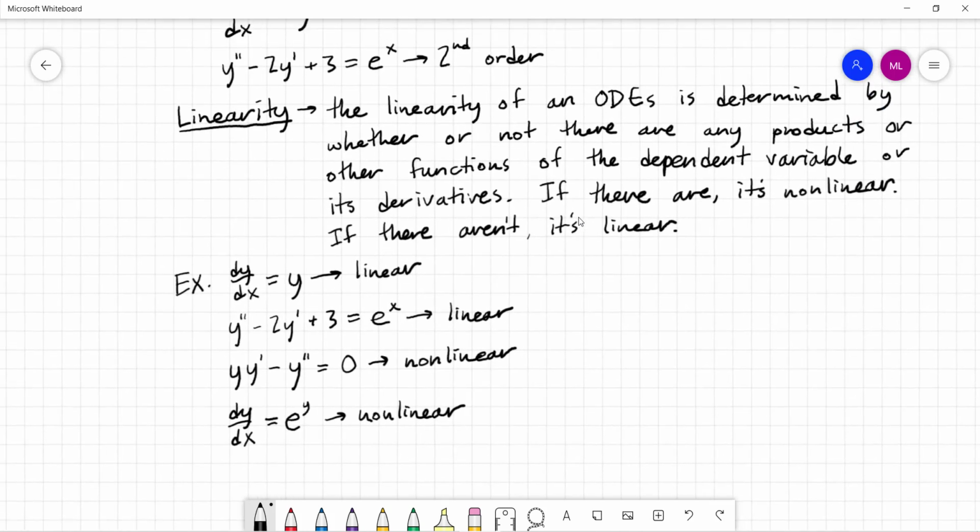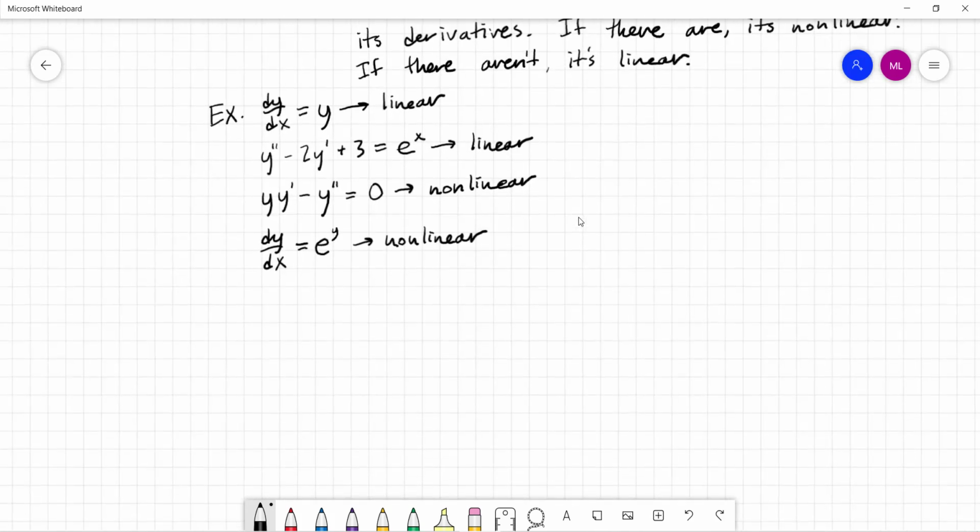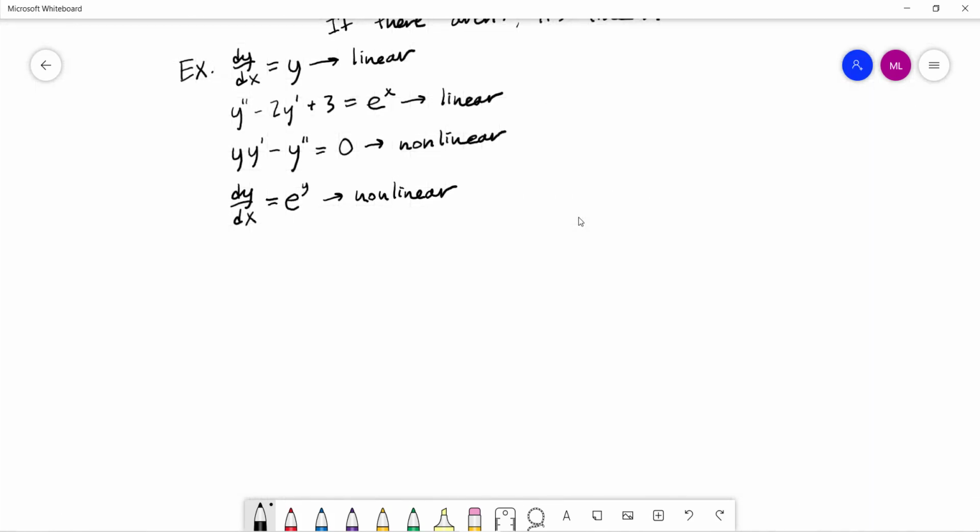Those are the two main terms that we're going to be talking about, order and linearity. There will be some other things that come up. We'll have other ways of classifying equations down the line, but I don't want to worry about those now. The last one that I want to mention now is often referred to as the type. And the type just refers to whether we're dealing with an ordinary differential equation, an ODE, or a partial differential equation, a PDE. That's what we mean when we refer to type.